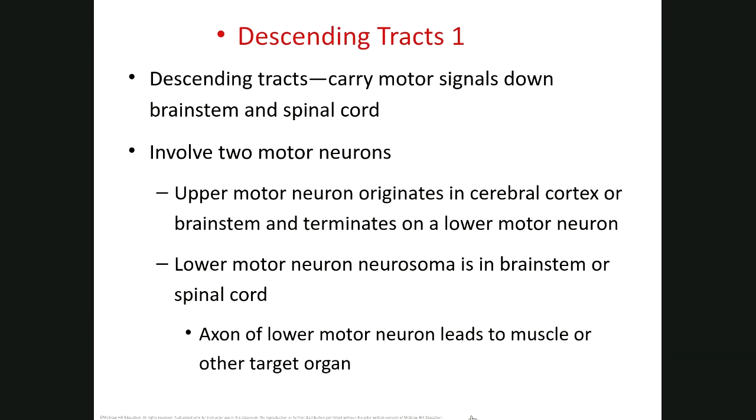Let's try some descending tracts. Again, the descending tracts do not use order neurons. They use motor neurons. And we have upper motor neuron and lower motor neuron. The upper starts from the cerebral cortex or the brainstem and then goes down. The lower motor neuron can be in the brainstem or in the spinal cord, depending on what level. But the lower motor neuron goes all the way to the organ or the muscle that it's intended to stimulate. Let's have the first one.